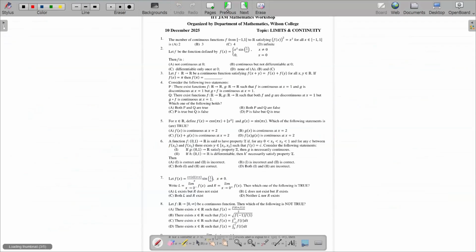I'm going back to the third one. You can think about f of x plus y is fx plus fy for all x and y in R.